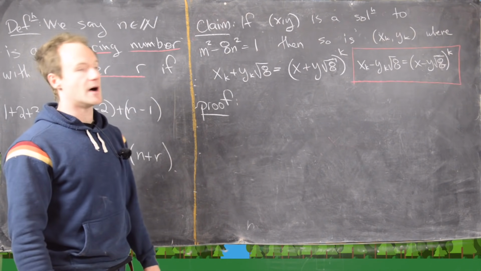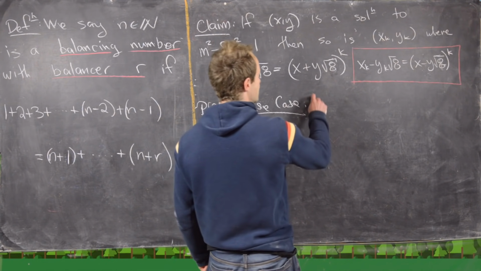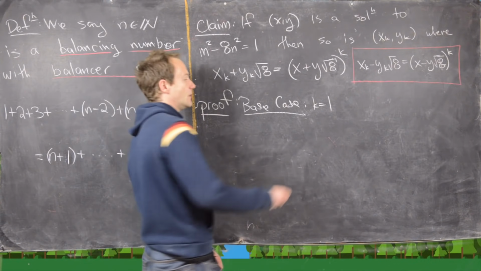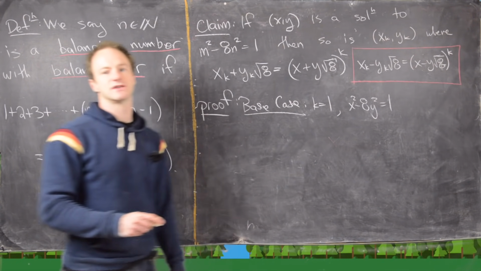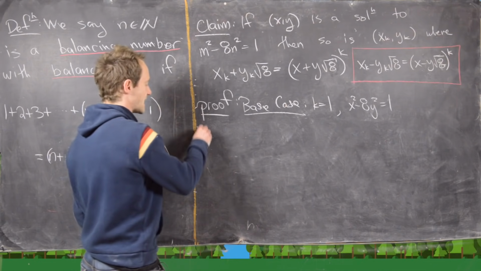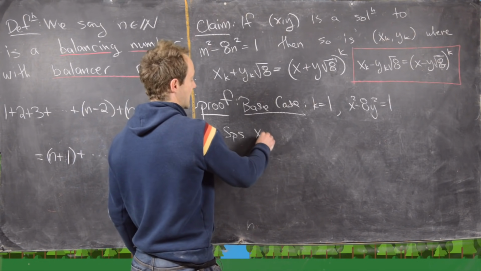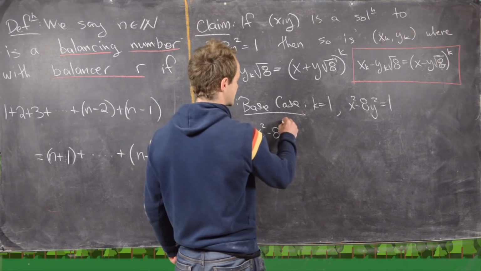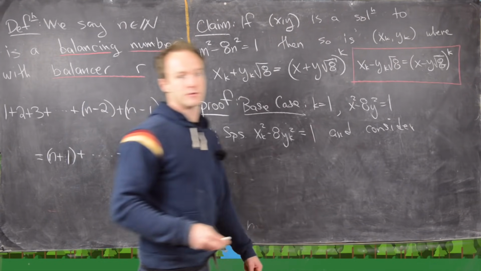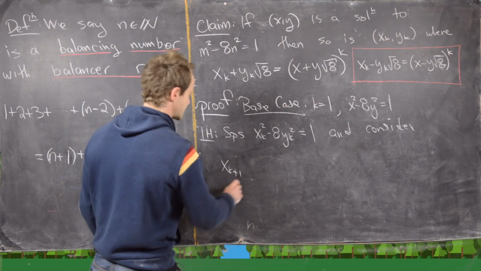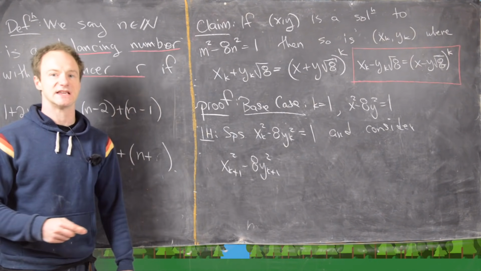So we're going to prove this by induction. So notice our base case is pretty easy because that's just k equals 1. And we know that x² − 8y² = 1, so that is a solution to this equation. Okay, so now we want to make our induction hypothesis, which will be the kth case is true. In other words, we will suppose that x_k² − 8y_k² = 1, and consider the following equation. So we want to consider x_{k+1}² − 8y_{k+1}². And we want to show that that's equal to 1.